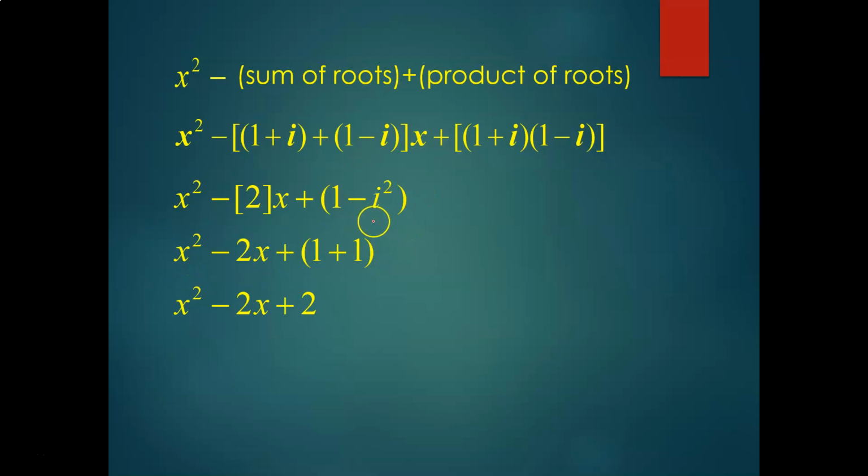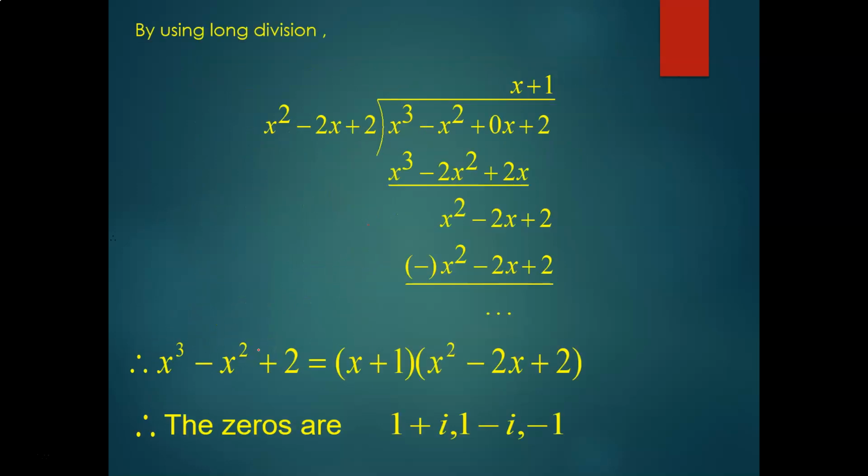Okay, so that's why it's become negative 1. Negative 1. 1 minus negative 1. That's why it becomes 1 plus 1 lah. At the end, bila you solve for this, you get x square minus 2x plus 2.